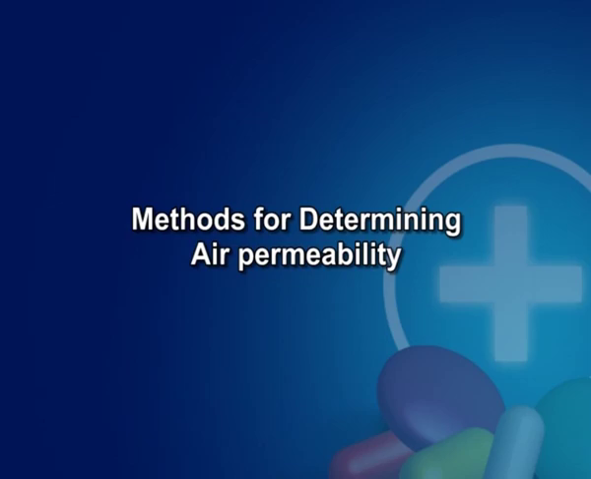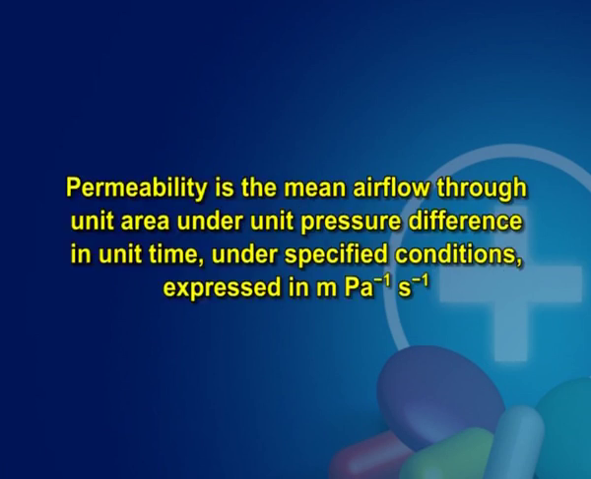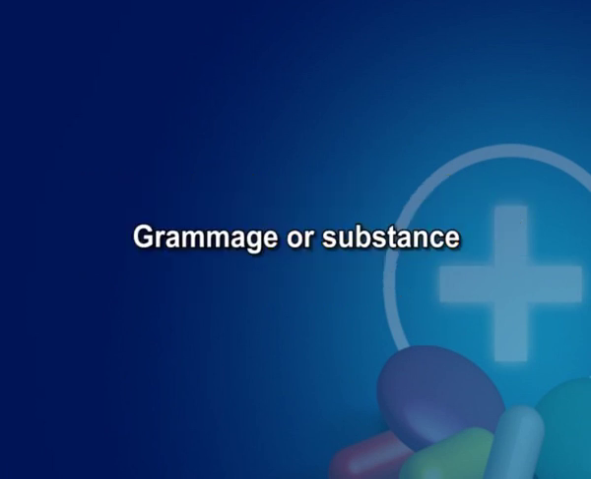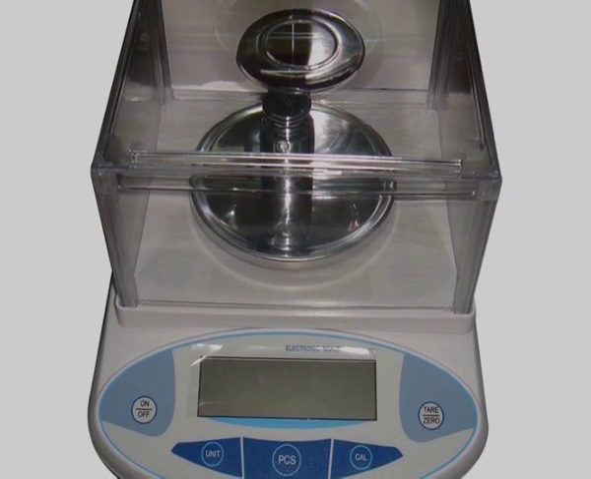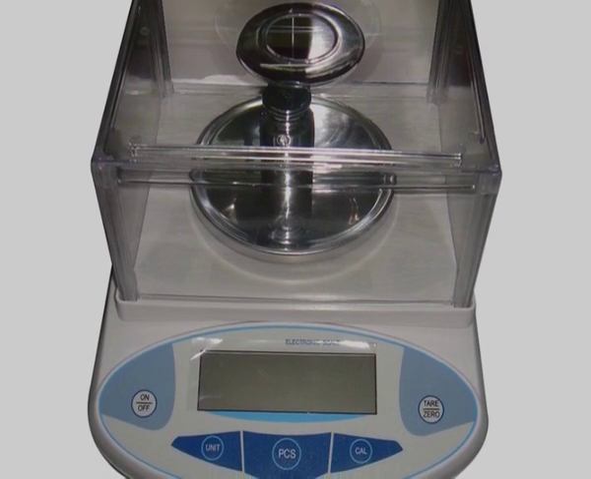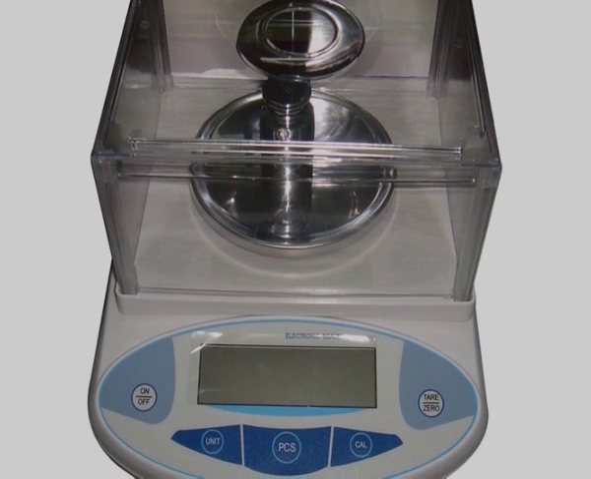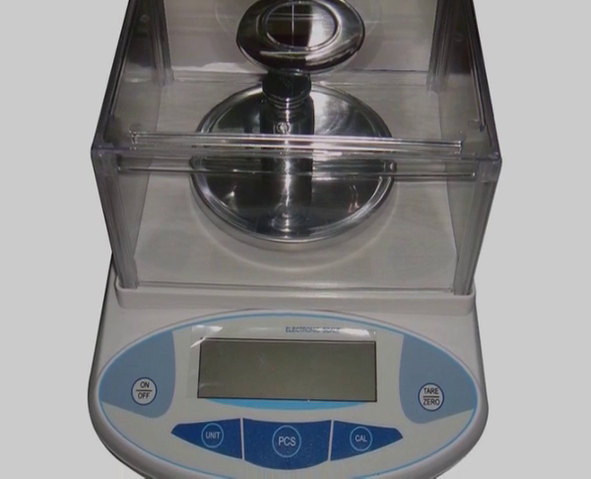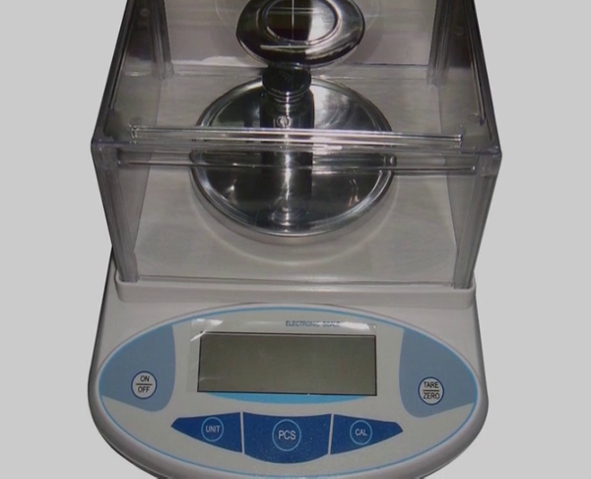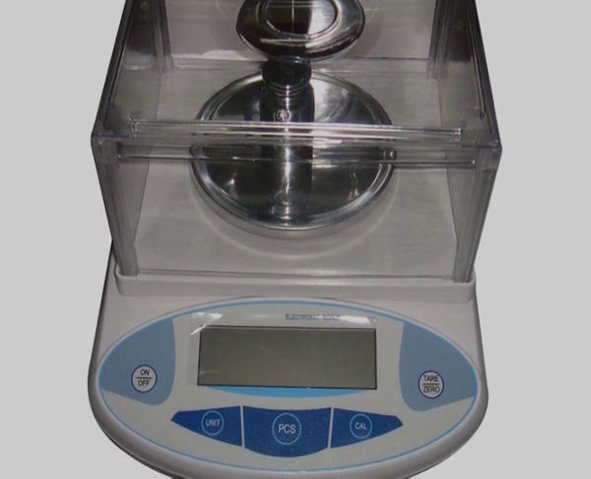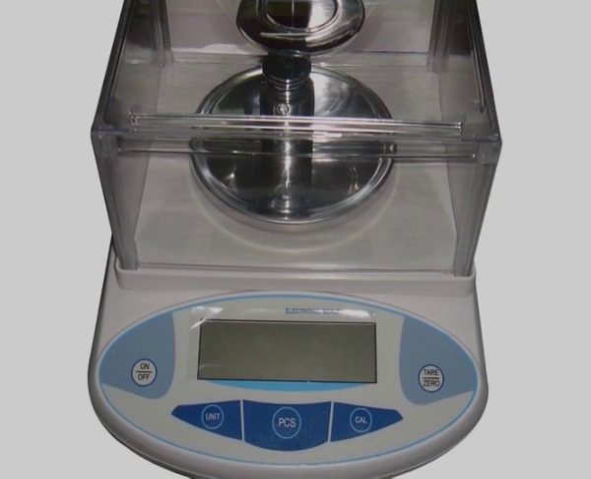Number 6. Method for determining air permeability. Permeability is the mean airflow through unit area under unit pressure differences in unit time under specified conditions, expressed in meters per Pascal per second. Grammage or substance. The weight of material per unit area of the sample, usually confined to papers and boards, excluding the manufactured corrugated sheet but including the component parts of the corrugated sheet. Units are usually gram per meter square.